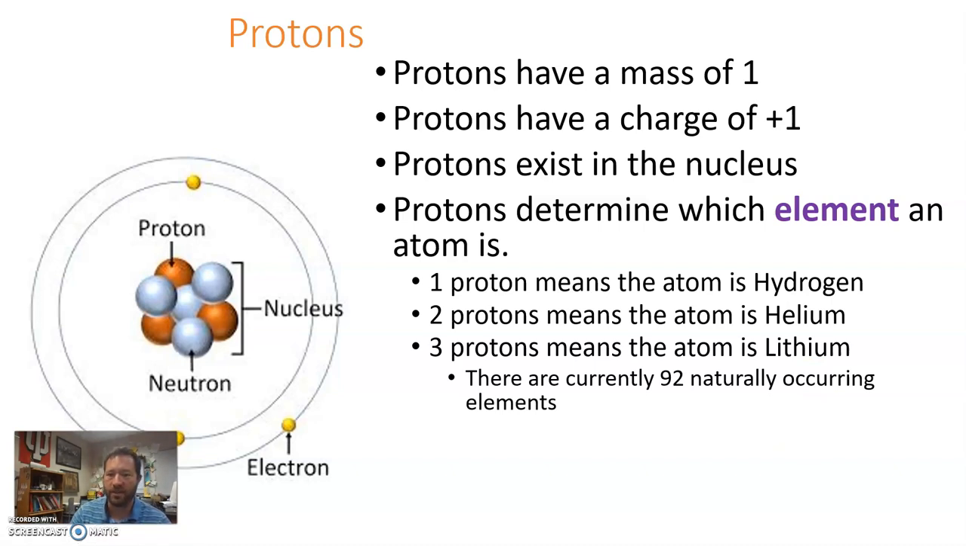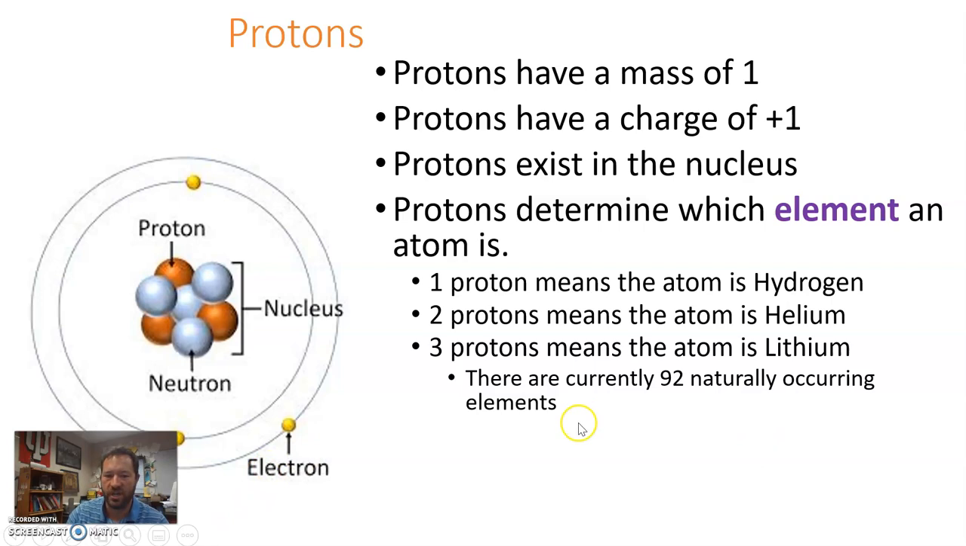If you've ever seen a periodic table, you've seen that there are 118 elements on the periodic table. And again, those numbers, 1 through 118, are telling us how many protons exist in atoms of that element.